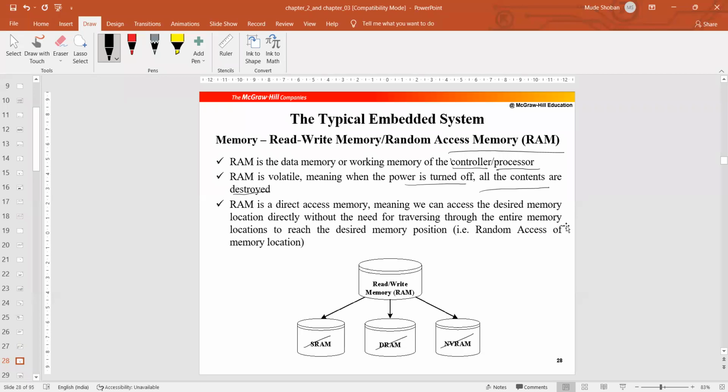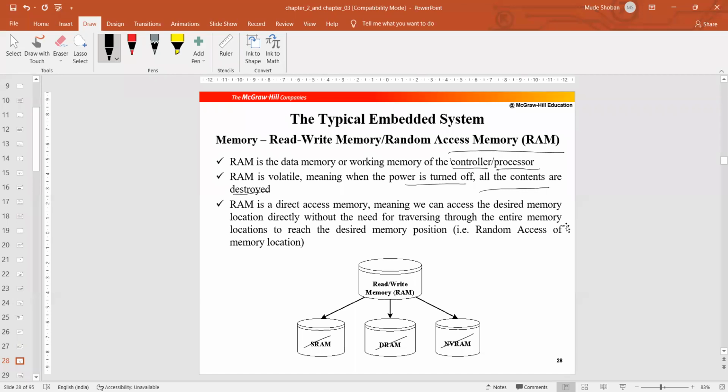RAM is volatile. Volatile means that once the power is turned off, all the contents are destroyed. RAM is also a direct access memory, meaning we can access the desired memory location directly without traversing through the entire memory to reach the desired position. You can easily access it. So RAM is read-write, and ROM is only for reading.